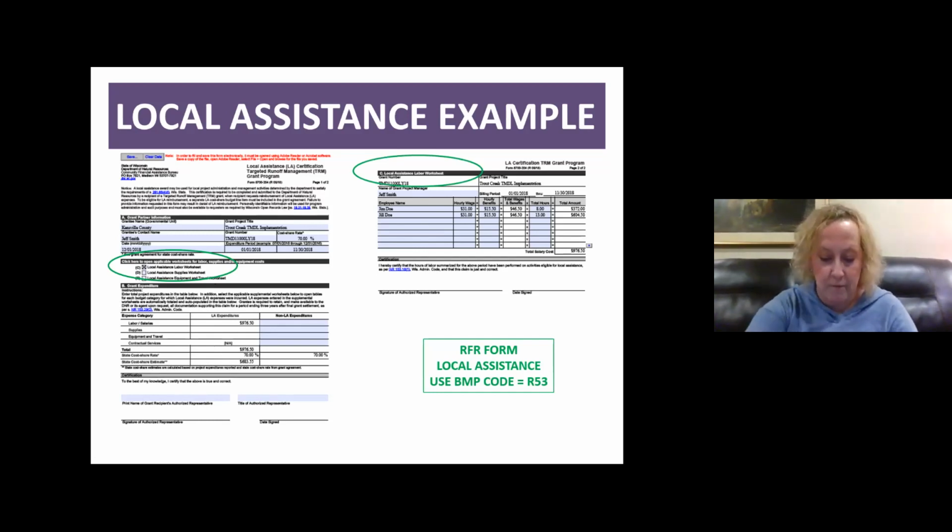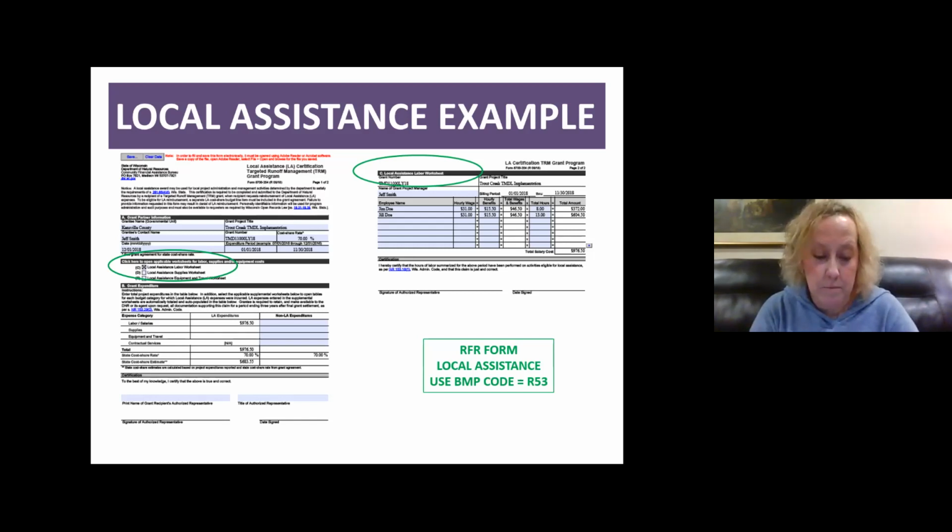to certify that information. And then once you fill out this form, it's important to remember that you're going to need to reflect those local assistance costs in Table 1 of your reimbursement request form. And you're going to reflect that in Table 1 as a BMP, essentially BMP R53.